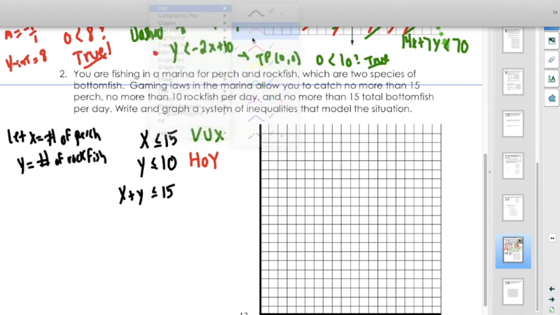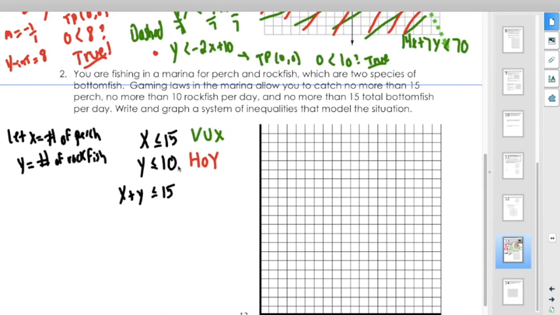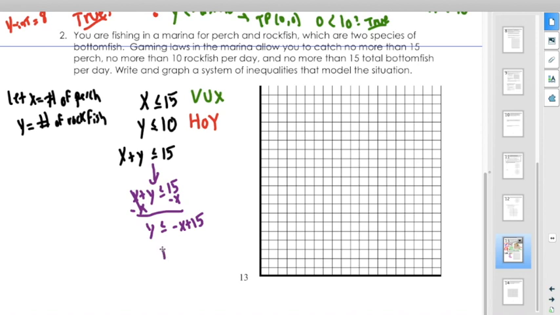Then x plus y is less than or equal to 15. Well, we're going to have to solve for y there. So let's do that now. Let's solve for y. So x plus y less than or equal to 15. Subtract x from both sides. So y is less than or equal to negative x plus 15. Sweet. Let's do my test point. Test point of 0, 0. Okay, substituting in 0 for y. Is 0 less than or equal to 0 in for x, so it's just 15? True.